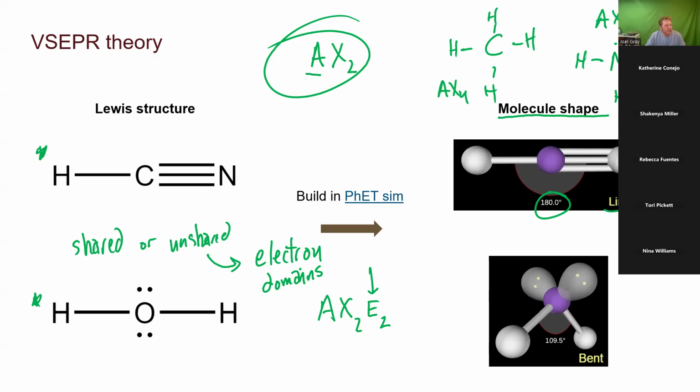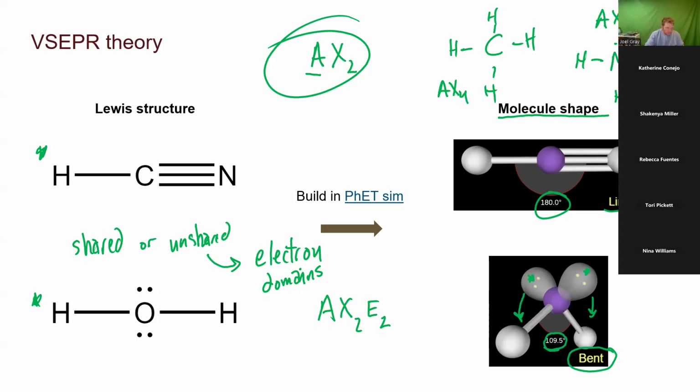When we look at something like AX2E2, any molecule that has that designation is considered a bent molecule because it has two lone pairs of electrons and two adjacent atoms. These lone pairs of electrons, represented here and here respectively, are occupying as much space as possible. And so they're going to be pushing down against the shared pairs of electrons. And so what we do is we look at the bond angles.